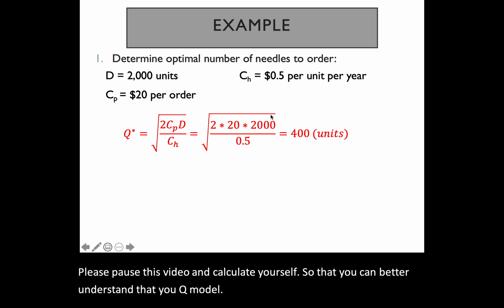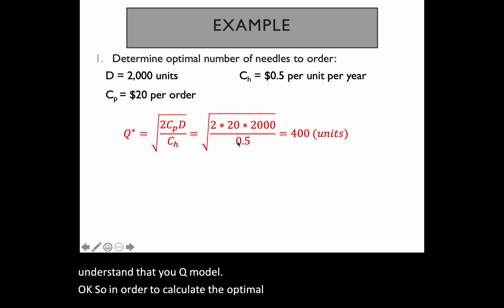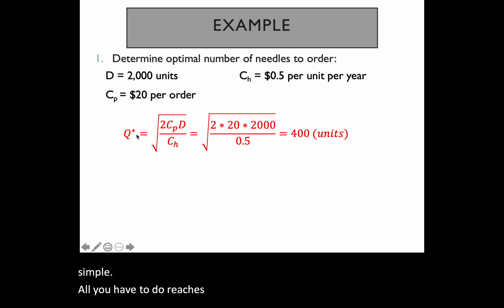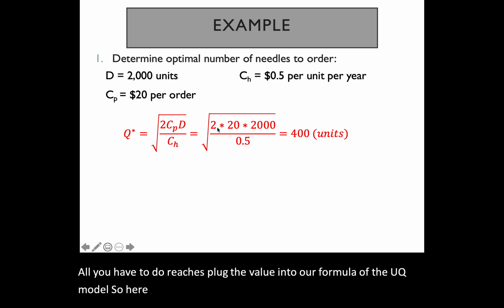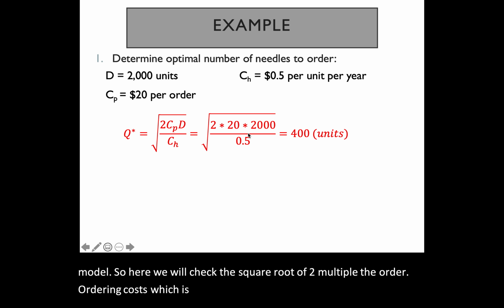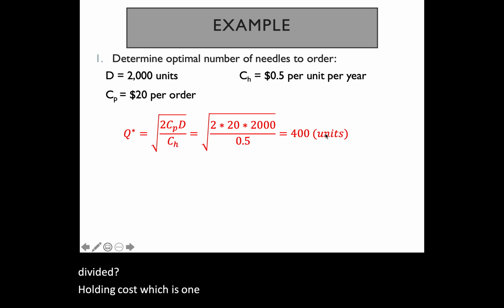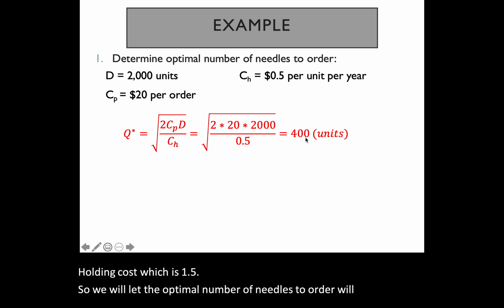Okay, so in order to calculate the optimal number of needles, it's real simple. All you have to do is just plug the values into our formula of the EOQ model. So here we will take the square root of 2 multiplied by the ordering cost, which is 20, multiplied by the demand, which is 2000, and divided by the holding cost, which is 1.5. So we will get the optimal number of needles to order will be 400 units.